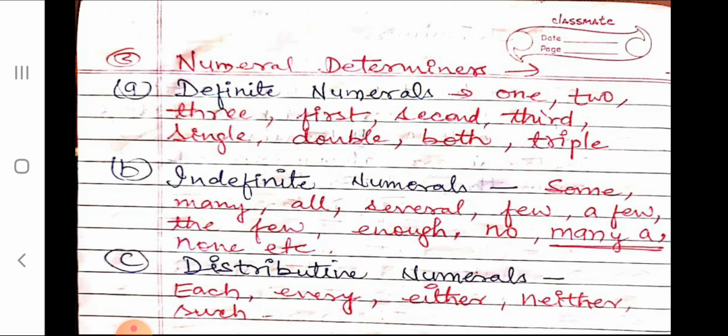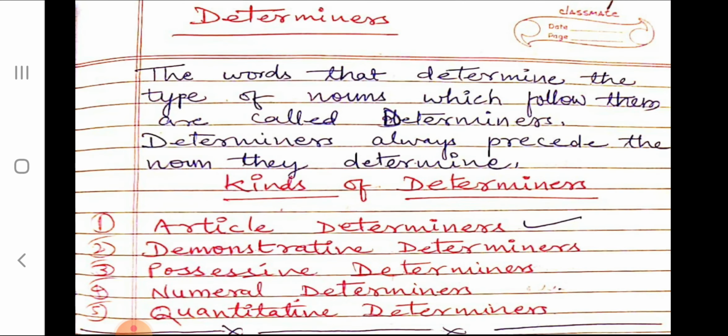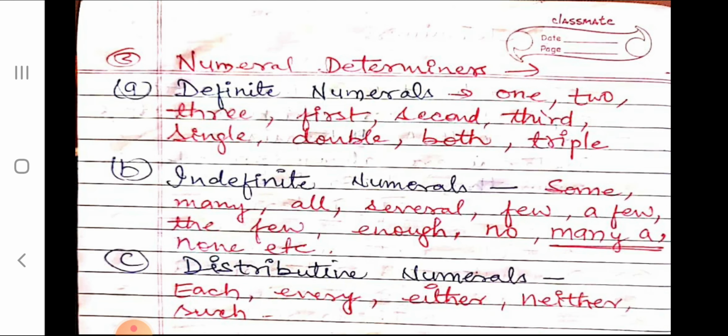Next category is numeral determiners. Actually, numeral determiners are further distributed into three categories. First one is definite numerals, second is indefinite numerals, and third is distributive numerals. Definite numerals means the numbers which are definite, very much clear to you, which are known to you: 1, 2, 3, 4, 5, 6, 7, first, second, third, fourth, single, double, both, triple. It shows the number that you know, that you are sure of.